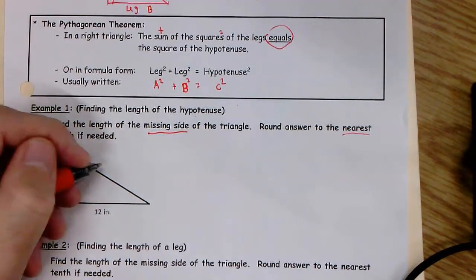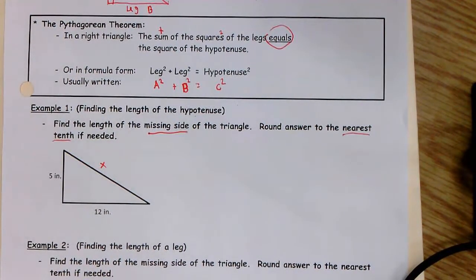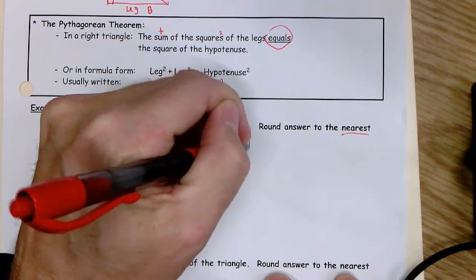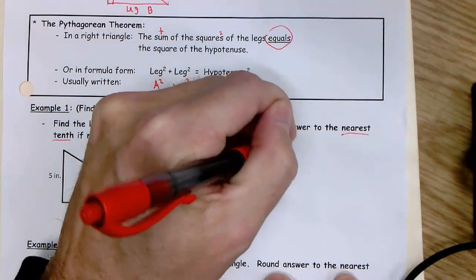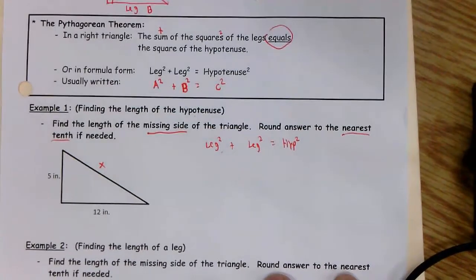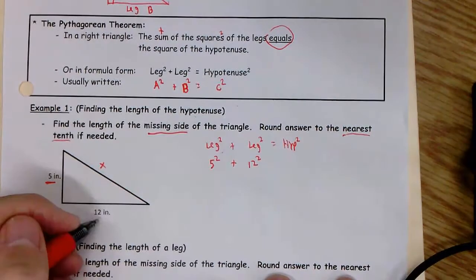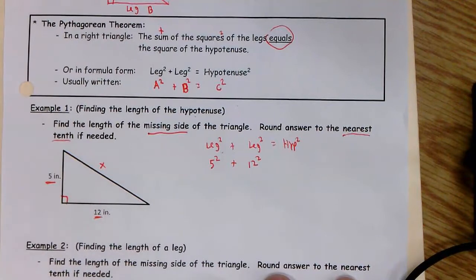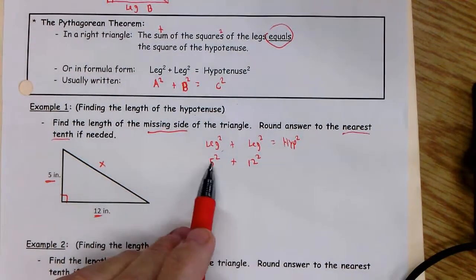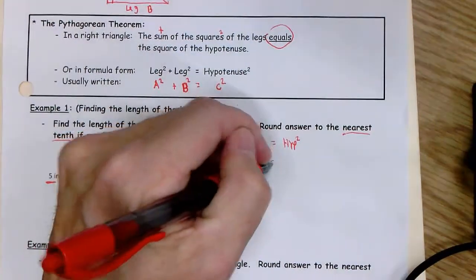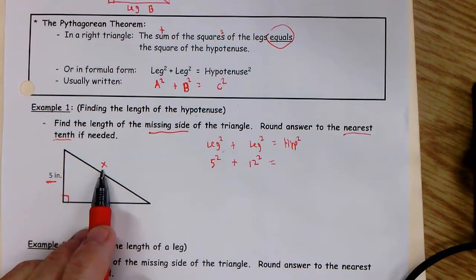All right, so what I typically do is I call the missing side x, and I set up the Pythagorean theorem, right? The Pythagorean theorem says leg squared plus leg squared equals hypotenuse squared, but I'm going to put the numbers in. So this would be 5 squared, that's one of my legs, plus 12 squared, that's my other leg, right, because here's the right angle. Now, it does not matter which order these come in, right? It doesn't matter which leg comes first. And that equals the hypotenuse squared, which is the x.